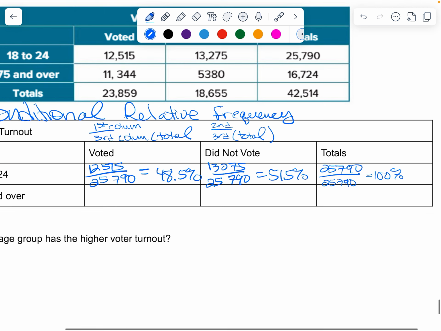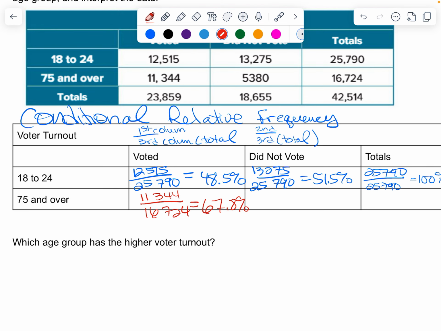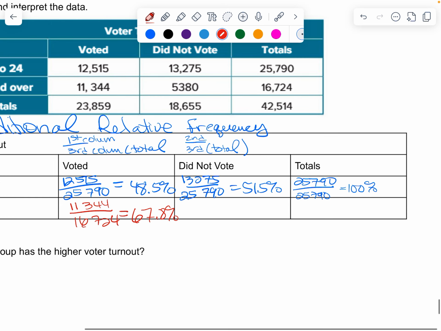So on this one, I would take the, I should do this in a different color. 23, nope, it's not 23, that's 1134, and its total is 16,724. And then I go across, oh, sorry, I forgot to find the percentage, 67.8%. When you do this, it's like you're only comparing the 18 to 24 group and then the 75 and over. You're not comparing the whole table to each other.